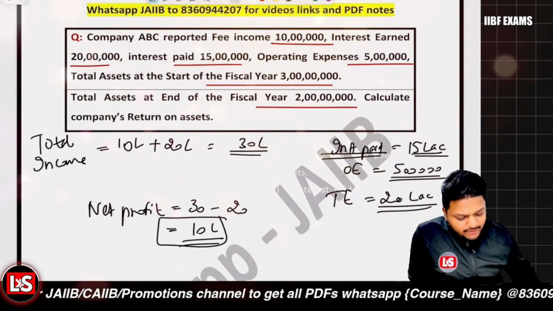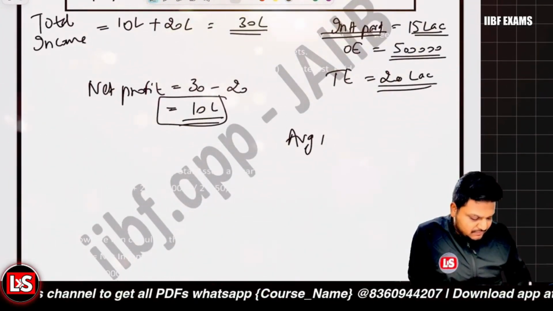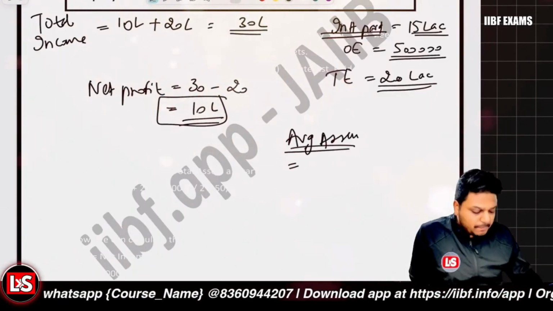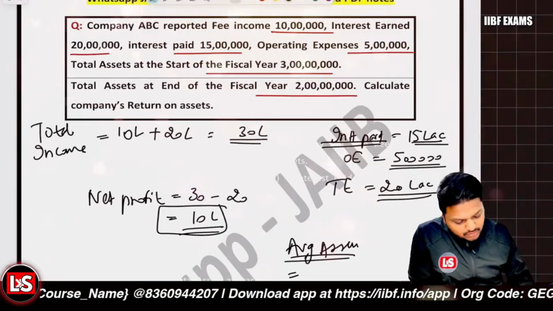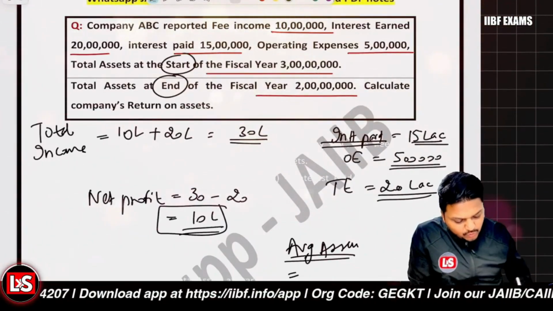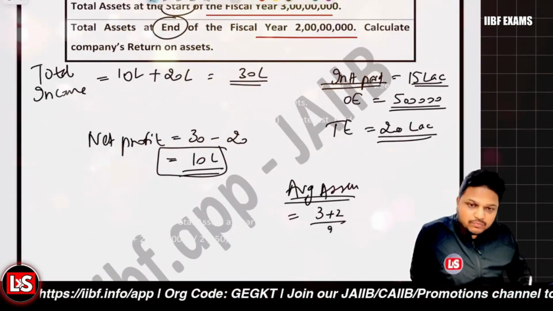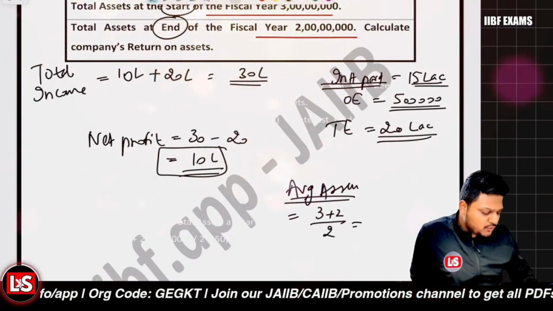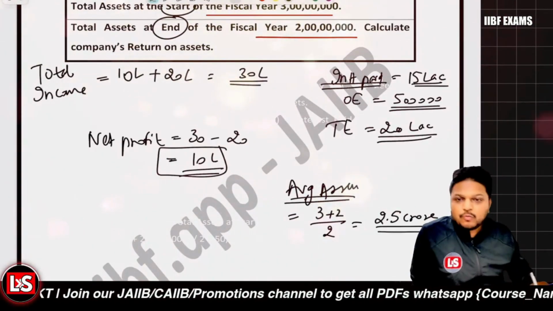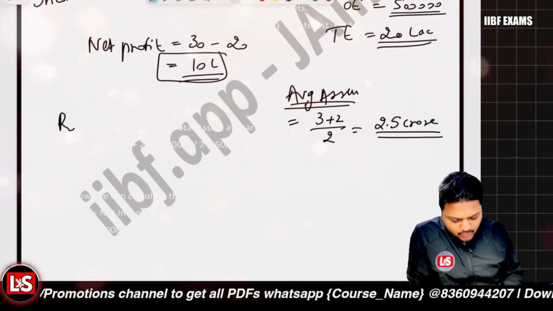Now we also have to calculate the average assets. And that would be equal to what? Opening assets are given to be 3 crore, like at the start. At the end, it is given to be 2 crore. So average will be equal to 3 plus 2 crore divided by 2. So it will be equal to 2.5 crore.